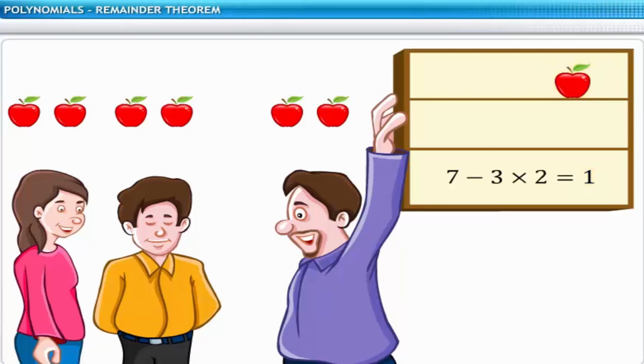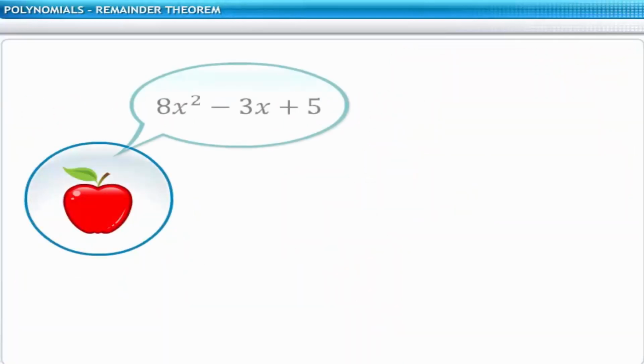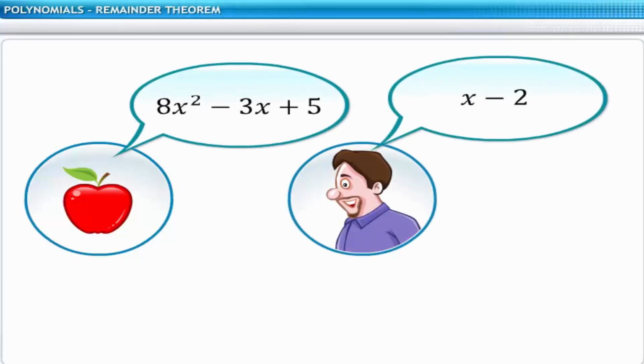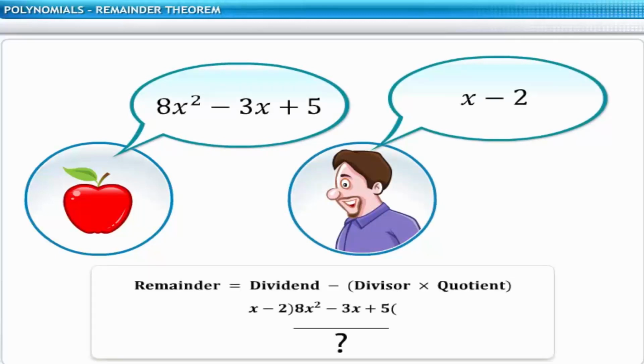As you can see, it is easy to perform these operations with integers. However, if the number of apples and recipients were polynomials, such as 8x squared minus 3x plus 5 and x minus 2, then the remainder can be calculated quickly and easily by using a theorem called the Remainder Theorem.